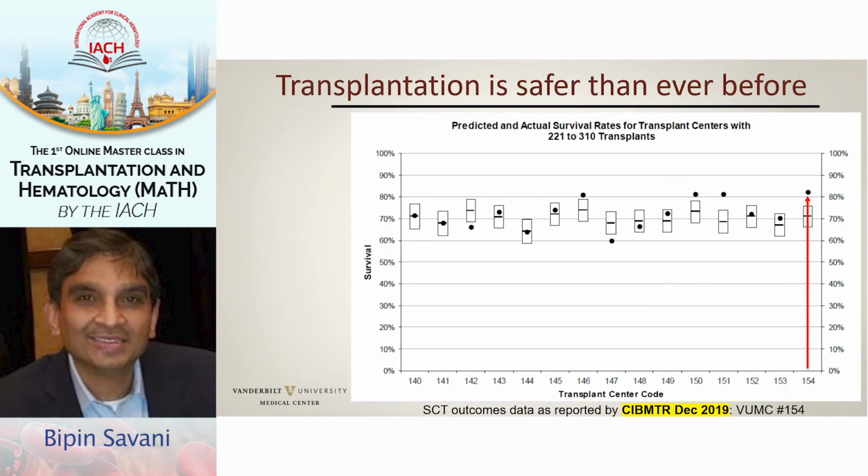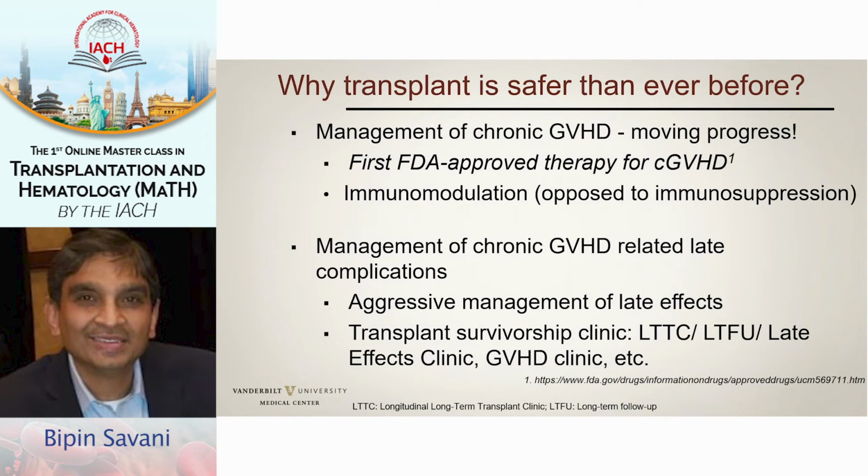This slide reviews the CIBMTR outcome data from high volume transplant programs. Here we are, center number 154 with the red arrow, with 1 year survival of 82% last year. Progressively improved over the years from around 55% 1 year survival 10 years ago. Now let's discuss something good and new development first. Why is transplantation safer than ever before? Of course, we are smarter than before, especially our next generation transplant clinicians, no doubt.